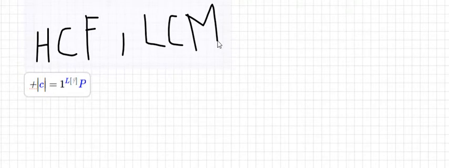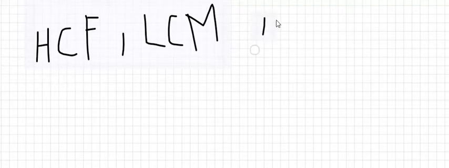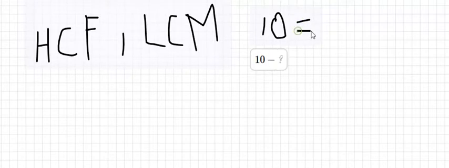HCF means that when we find the HCF of two or more numbers, we need to find the highest common factor of those numbers. And whenever we find the LCM of two or more numbers, we need to find the lowest common multiple of those numbers. Let us now assume two numbers. Let's take one number to be 10, and the other number to be 12.